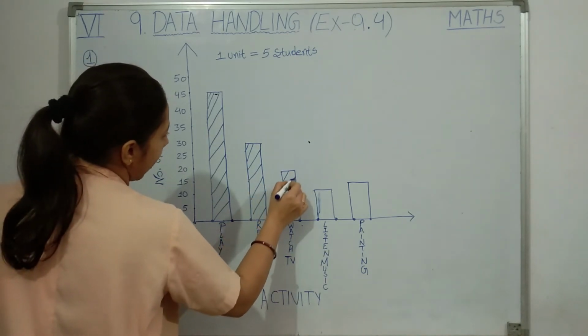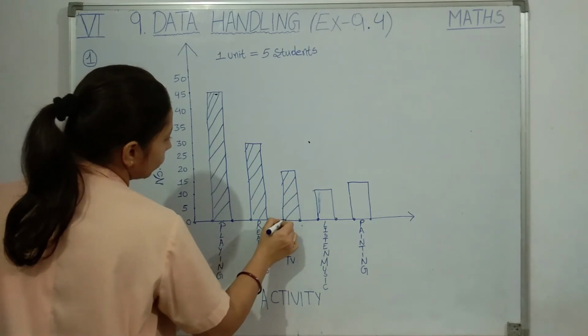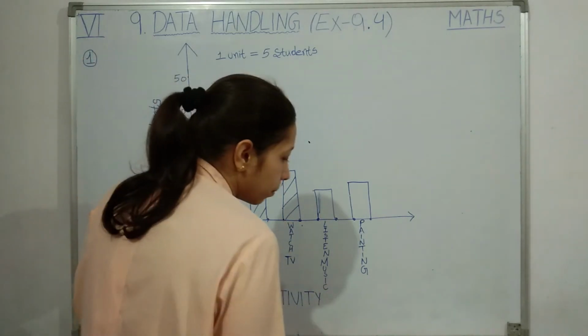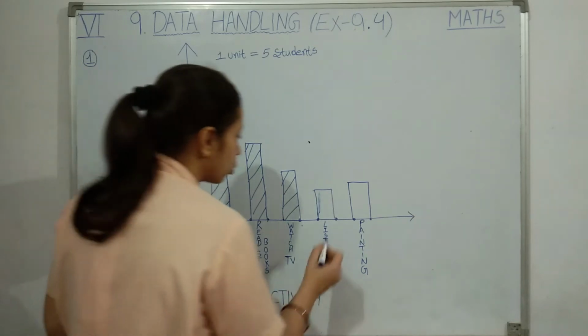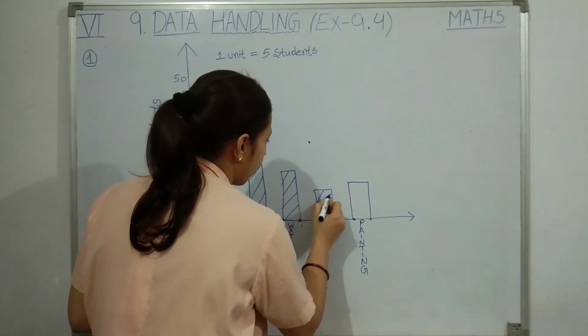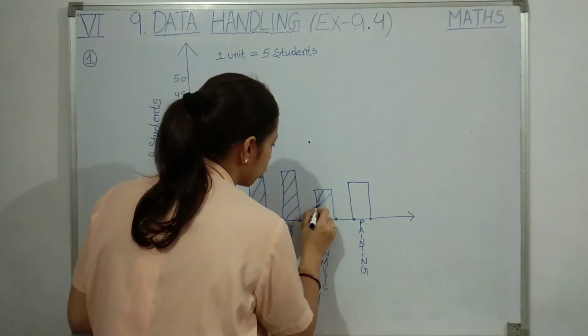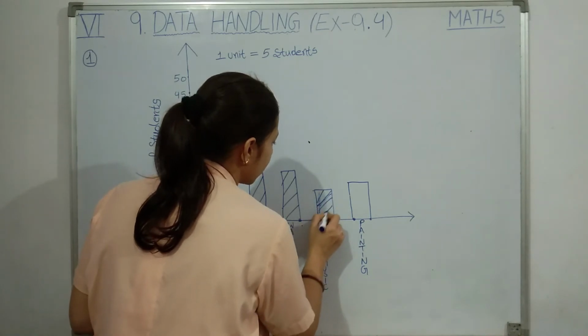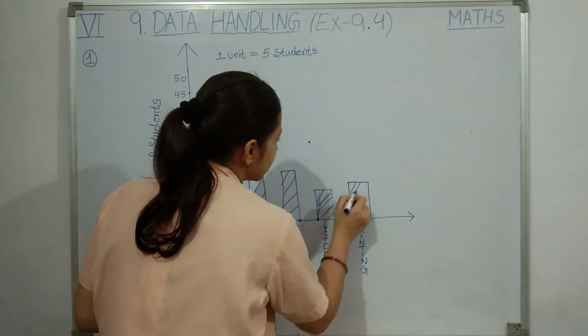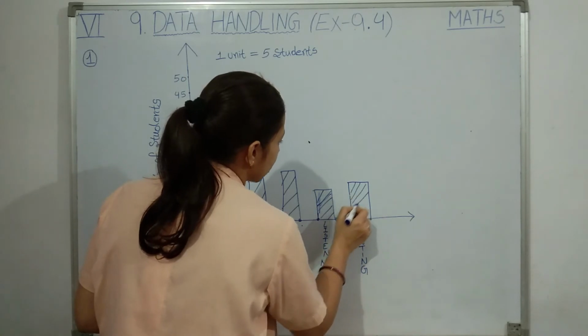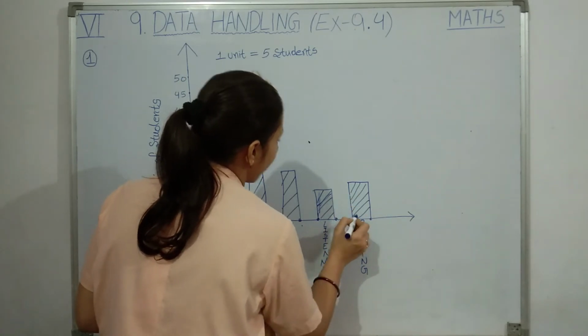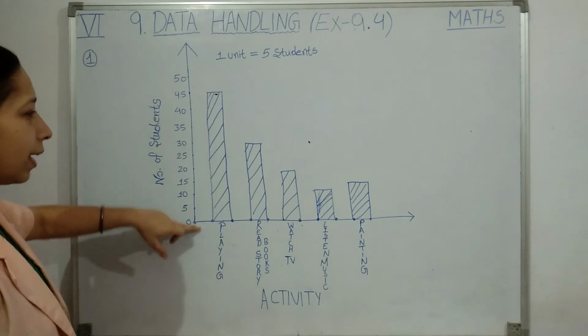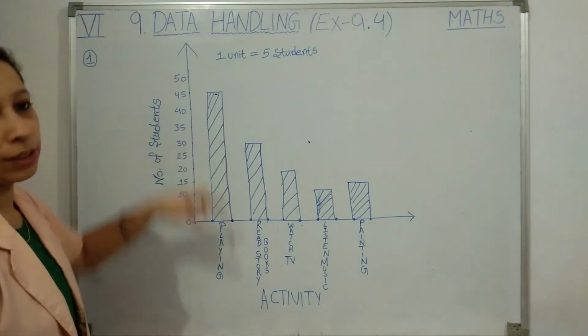Now you can note this. And yes, what was the second question given in this point? Which activity is preferred by most of the students other than playing? Of course, playing is preferred by most of the students, but after playing, which activity is preferred by most of the students? See the next bar after playing, which is the highest. This is the bar for playing. The next highest bar is reading storybooks.